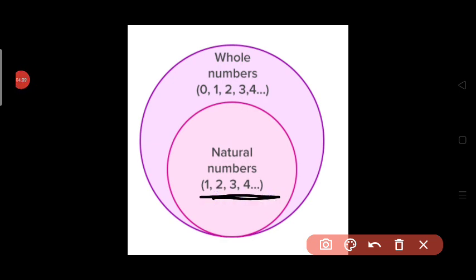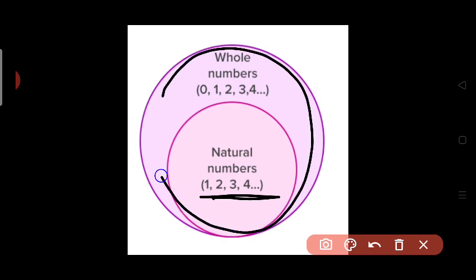Here we can see that natural numbers 1, 2, 3, 4 are all whole numbers. This big circle shows that all natural numbers are considered whole numbers, but the number 0 is not considered a natural number.